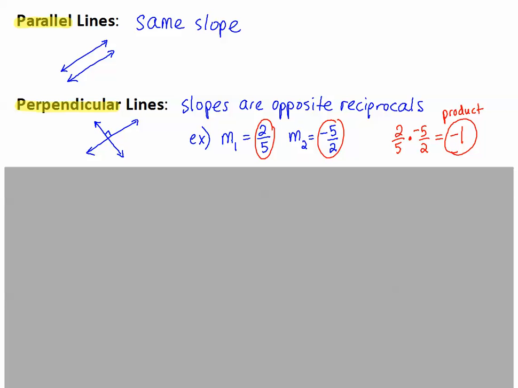Now remember the symbols for parallel and perpendicular. These are great to know because they give you a shortcut for writing the words. Parallel looks like this, a double L, like in the word parallel. Perpendicular looks like this, kind of like an upside down T, like two perpendicular lines.